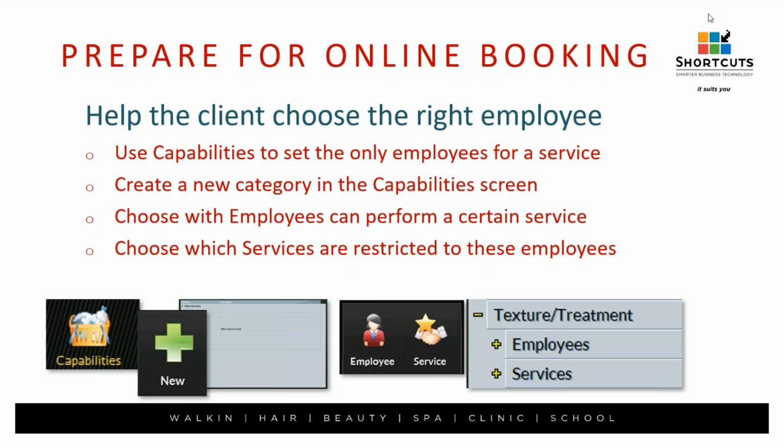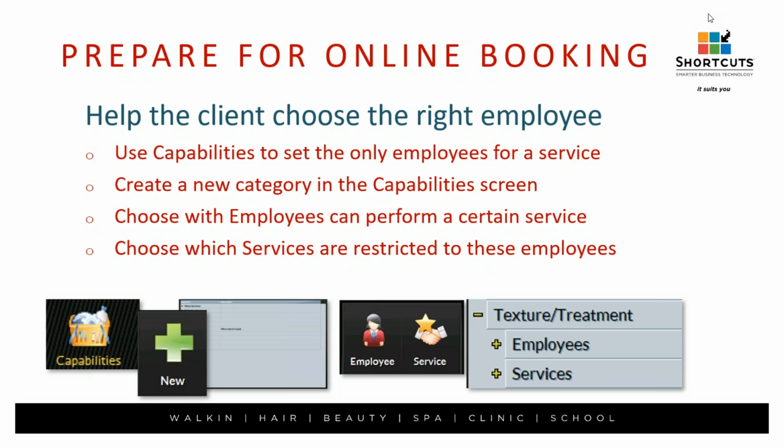The other thing that helps is if you have multiple services and you have certain technicians, perhaps you have an esthetician that you work with, and perhaps some of your employees do waxing services in addition to hair services, you can actually create what's called a capability in Shortcuts. So by default, there are no capabilities in Shortcuts. Shortcuts doesn't know which employees are allowed to perform any particular service. But as soon as you create a capability, you can label it. In this case, I would create a texture or a treatment category. And then at the bottom center of the screen, I can tell Shortcuts which employee is allowed to perform this service and what are the particular services I'm talking about.